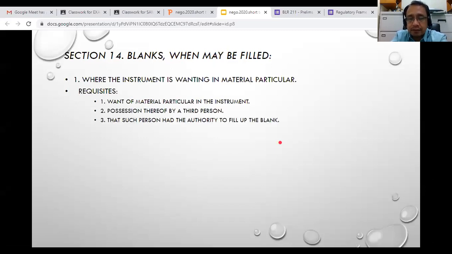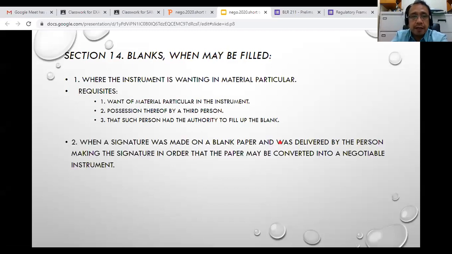If you will omit something in an instrument, it will either render the instrument non-negotiable or the instrument remains to be a negotiable instrument. Okay, so where the instrument is wanting in a material particular, what are the requisites? Material particular, possession thereof by a third person, that such person had the authority to fill up the blank. Again, under Section 14, sino ba yung person who is authorized to fill up the blank? Holder. Okay? And then the instrument has already been delivered to another. And then the instrument is wanting in a material particular.